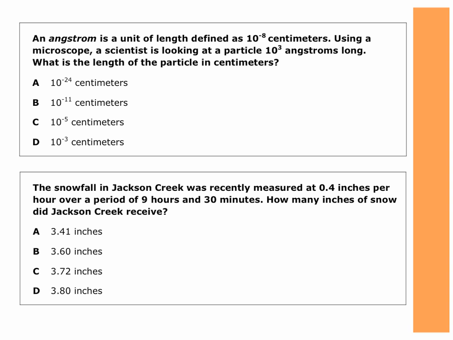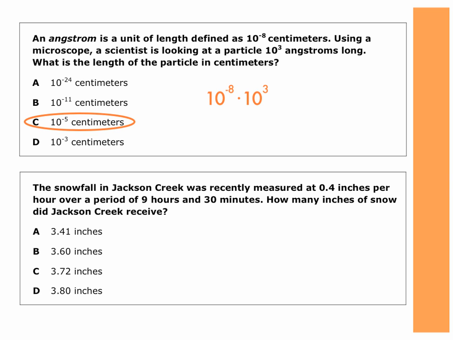We need to go ahead and multiply how long the angstrom is by how long the particle is. And when I do that, I get 10 to the negative 8th times 10 to the 3rd. Notice I have two powers with the same base 10. So I can add the exponents. Negative 8 plus 3 is negative 5. So my answer is C.